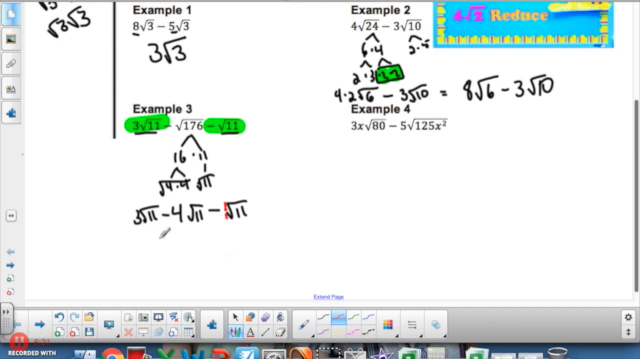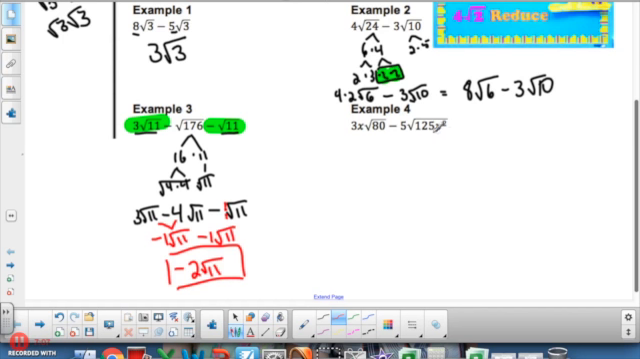3 minus 4 is negative 1, and there's still that root 11. You could also just write that as negative root 11. And then minus another root 11, which if it makes you feel better to put a 1 there, you can. So now my coefficients of these two, I've done those two, I've still got this one to deal with. So negative 1 minus 1 is negative 2 root 11. And that's my answer.